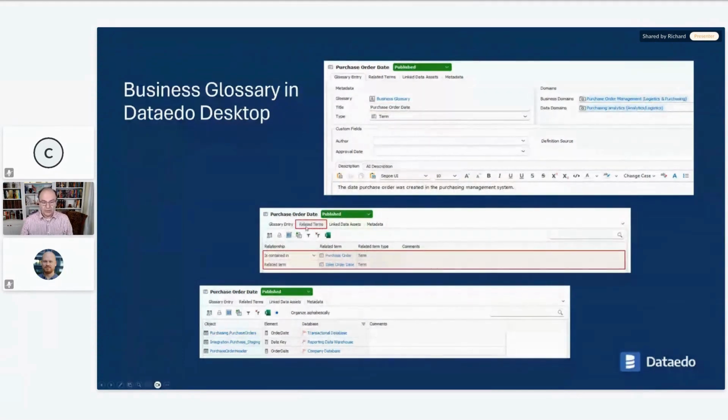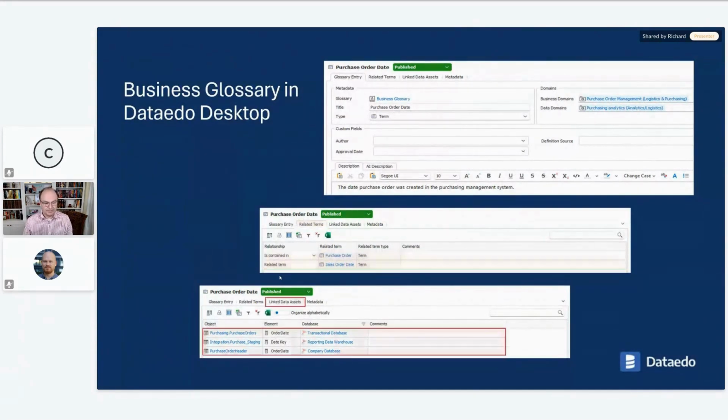Here, we're looking at the related terms. So we can see that purchase order date is contained in a purchase order, and purchase order date has a related term of sales order date. Obviously, purchase order date and sales order date are not the same thing, but they're conceptually related. And so we show that here so that we get that matrix of knowledge and understanding so that people know where this term fits in the organization, and it adds more deep knowledge and understanding there.